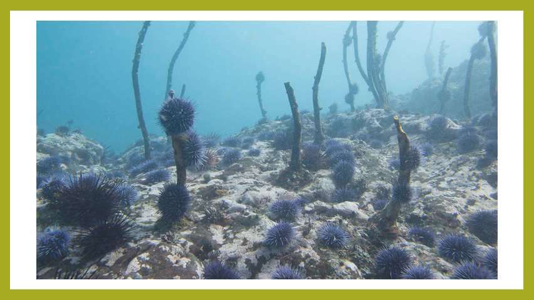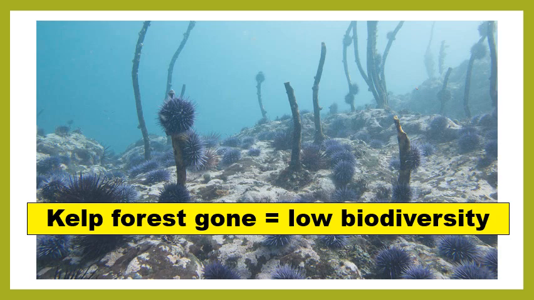All the little fish that would live there and lay their eggs there, they no longer have a habitat. So right now I've got really low biodiversity because my kelp forest is gone. And this is all because we got rid of the otter. So that is how an otter is a keystone species.